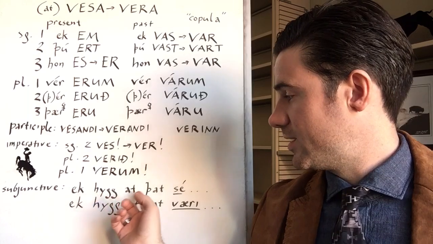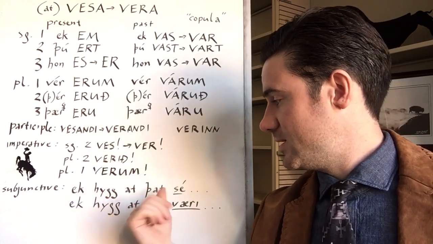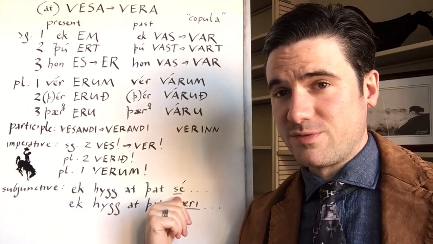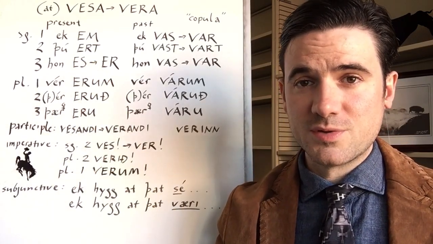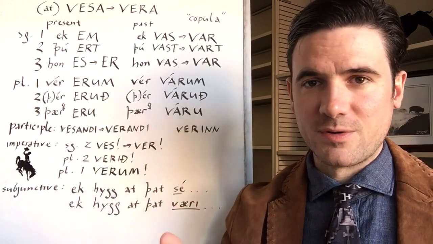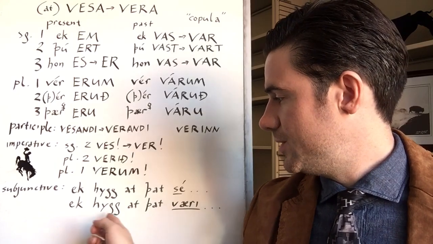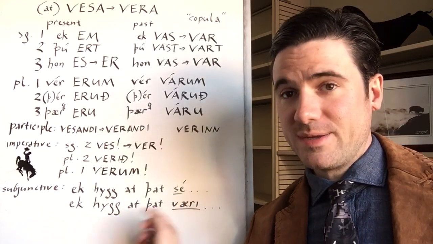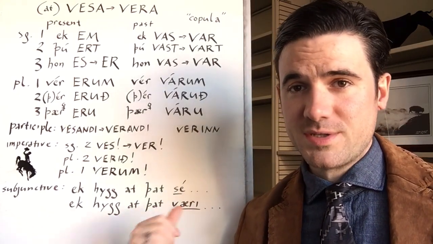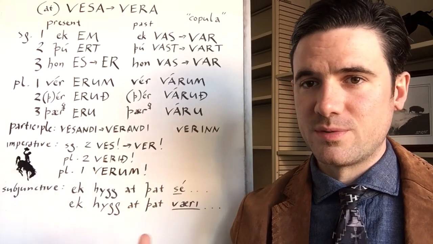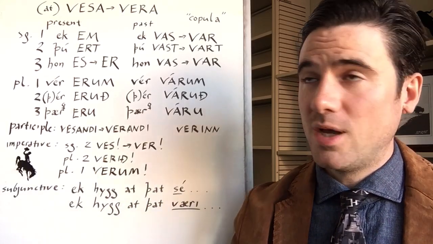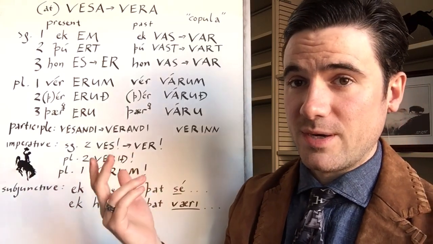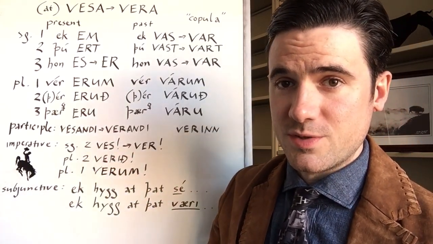Ek hygg at það sé, so I think that it is. This is the subjunctive form of is, the third person singular. This would be used if the truth value isn't known. So I think it, but I don't know it. Ek hygg at það væri, I think that it was. Again, I don't know that it was, so this goes into the subjunctive because its truth value is not established. All right, so vesa or vera is the most unusual verb in the language.